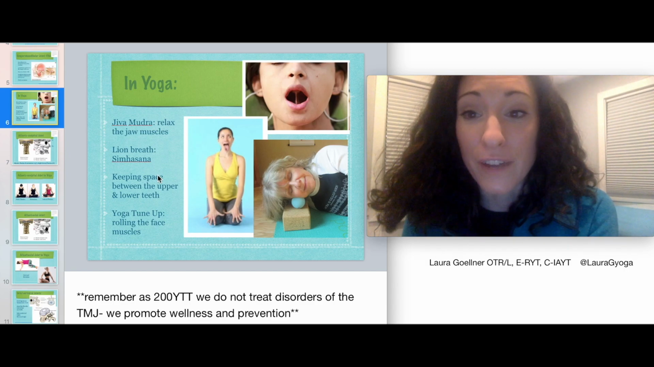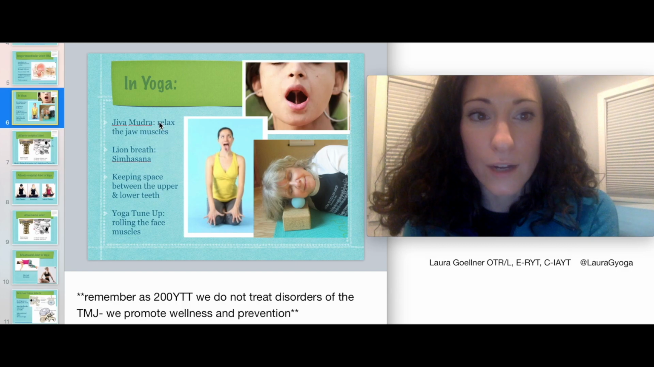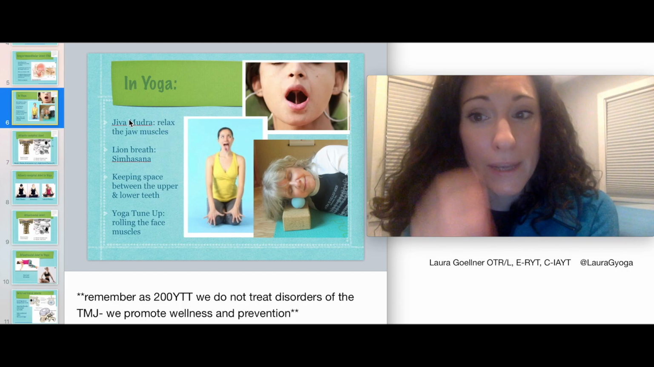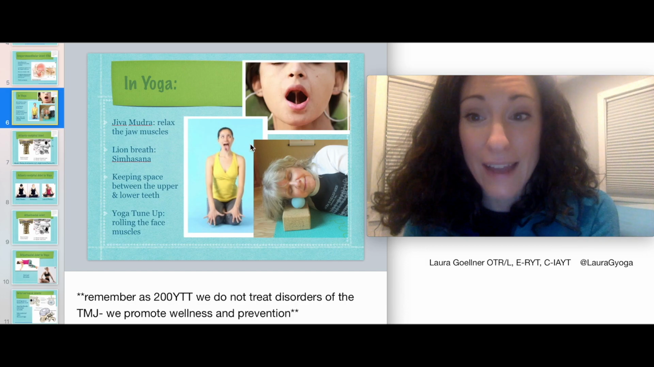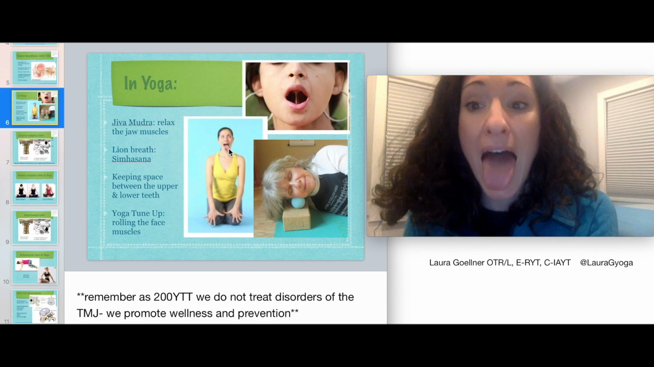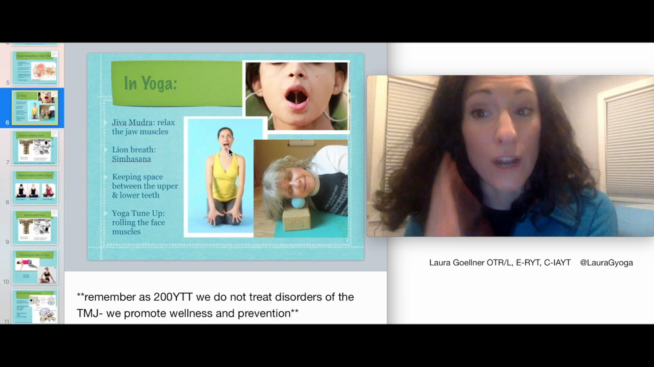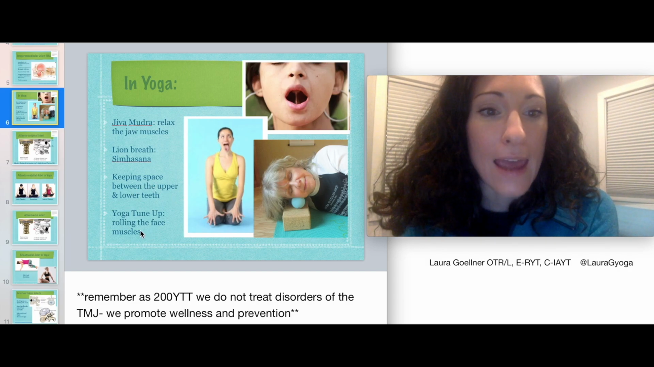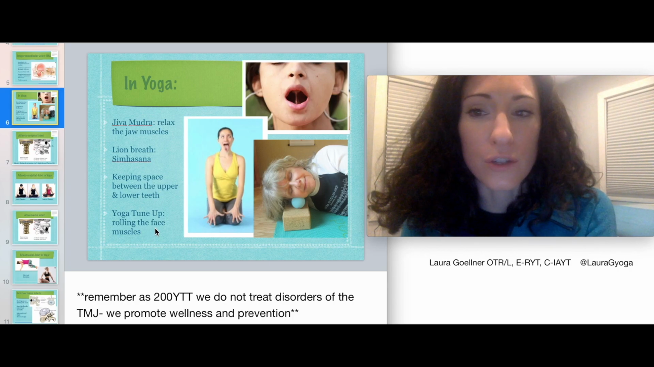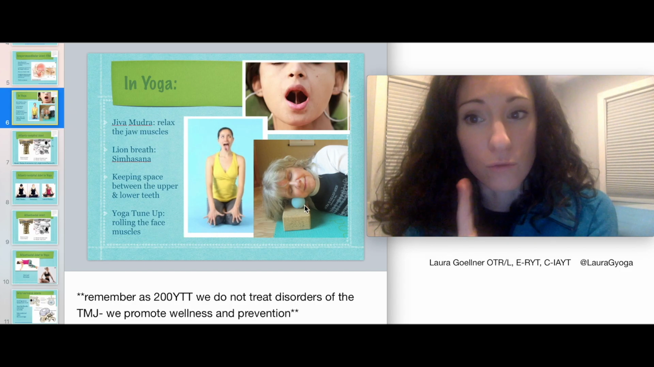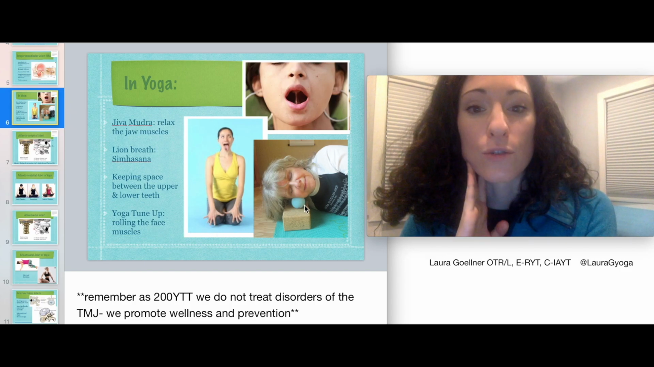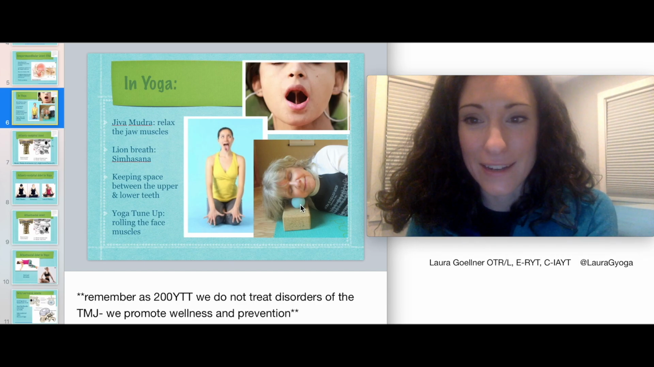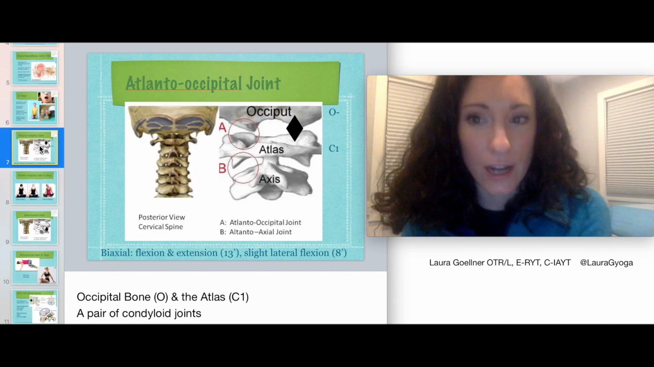So as a preventative factor, there are all these things that we can do in our practice, like using Jiva Mudra, spacing top and bottom teeth, lion's breath, where we stick out the tongue and open the mouth really wide to stretch those muscles, which we don't do very often during the day. And Yoga Tune Up, which is Jill Miller's program. I'm a huge fan of the Yoga Tune Up balls that we use to roll, and she has a whole program that you would do for the face and the neck that you can see here with the block. Very effective for manually getting some of that tension out of there.